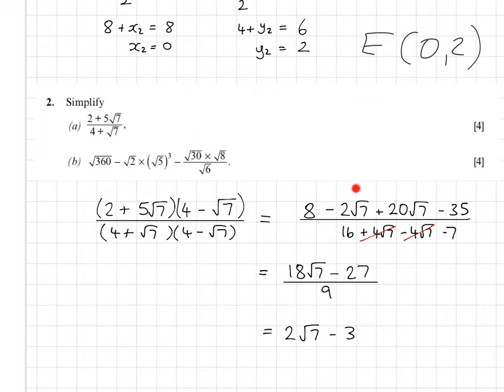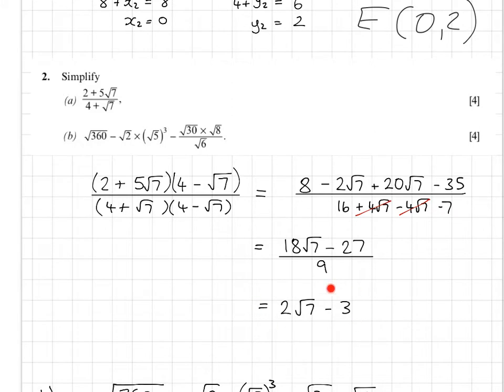I've then expanded out those brackets there using FOIL, and I've then just collected my like terms and put the positive term at the front, so that became 18 root 7, 8 minus 35 became minus 27 over 9, and because 9 goes into 27 and 18, that filled me with a bit more confidence, because that's telling me that I'm probably right, that because that denominator goes into both of those, then they cancel, hence leaving me quite a nice answer to finish off with, which was 2 root 7 minus 3.